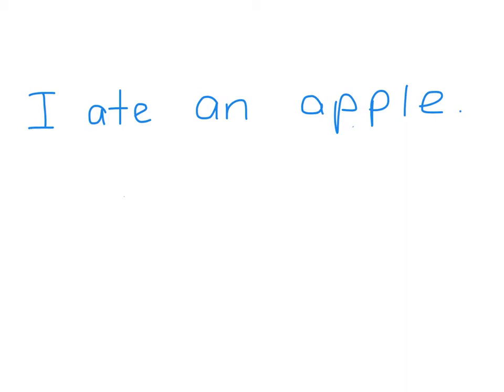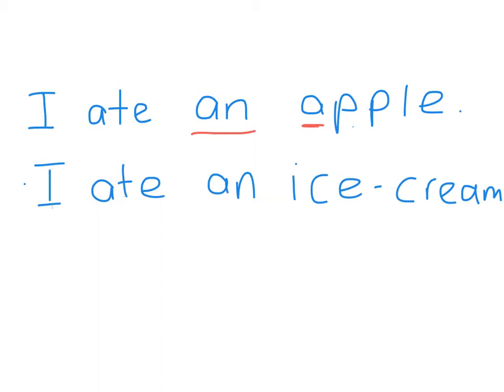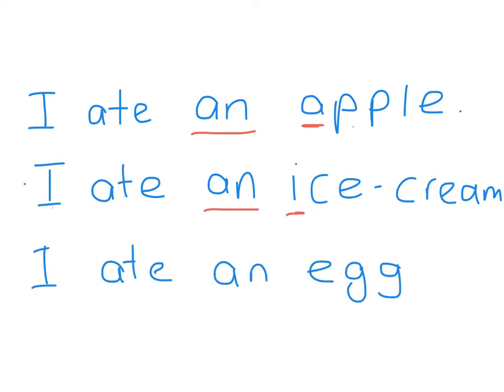Here is an example of when we would use an. I ate an apple. Apple starts with A, so because that's a vowel, I have to use an. In the next sentence it says, I ate an ice cream. This ice cream starts with a vowel, I, so I have to use an. The next sentence says, I ate an egg. Again, egg starts with a vowel, E, so the spelling rule is that I have to use an.